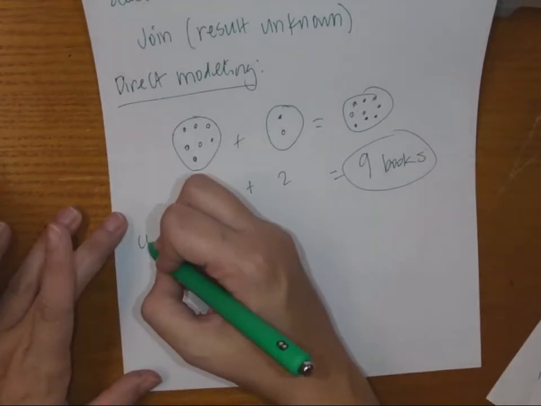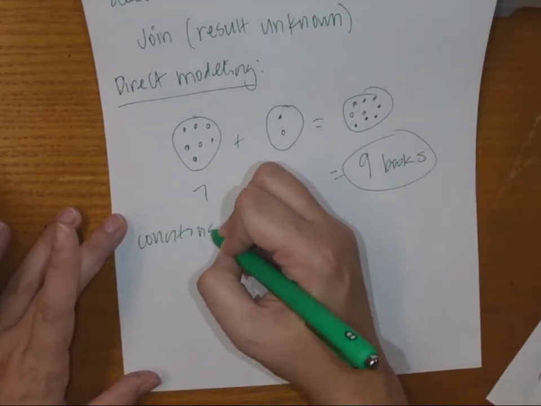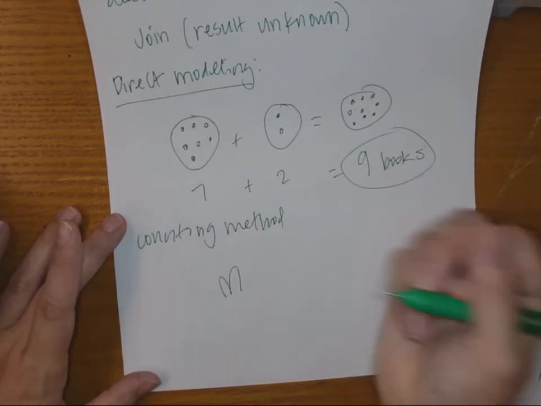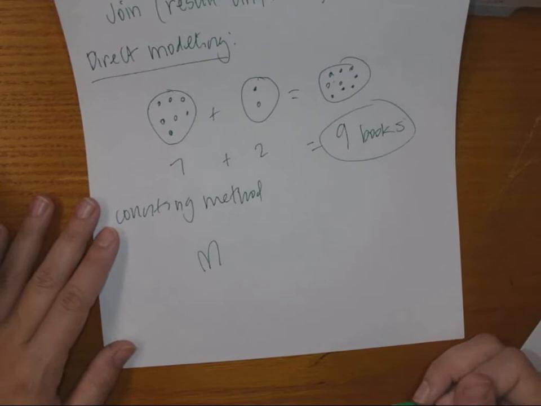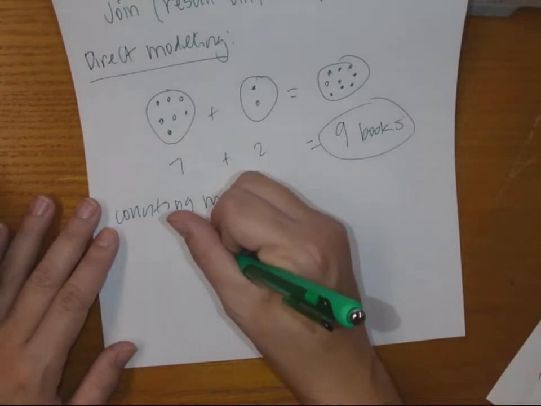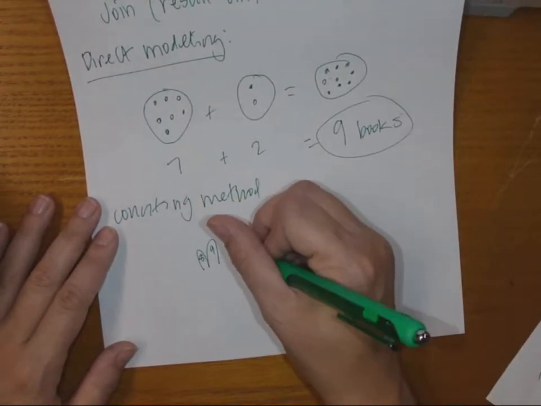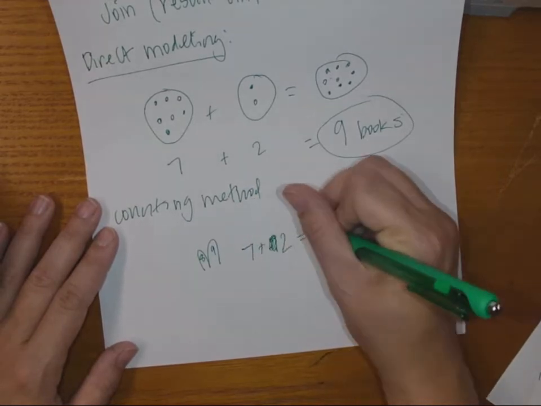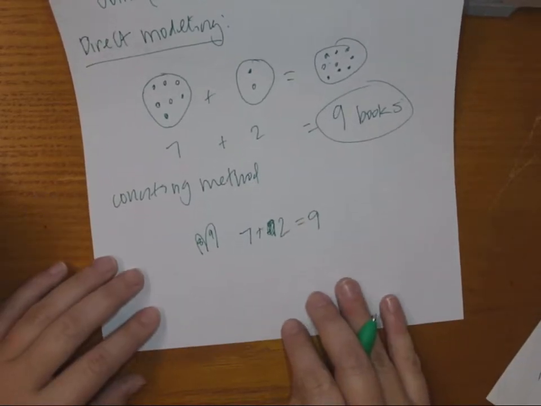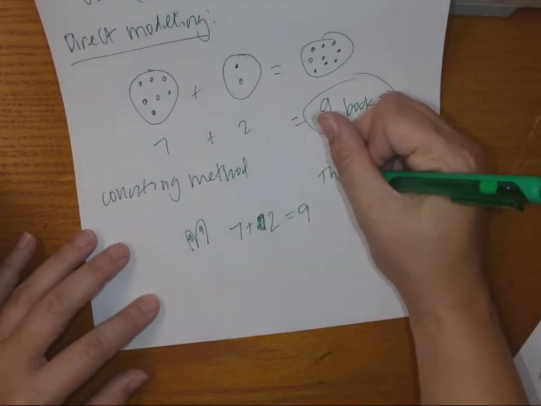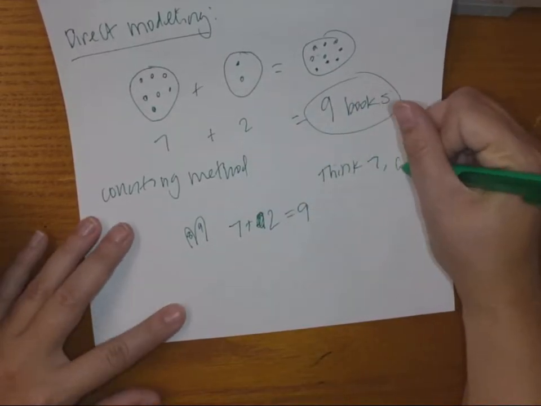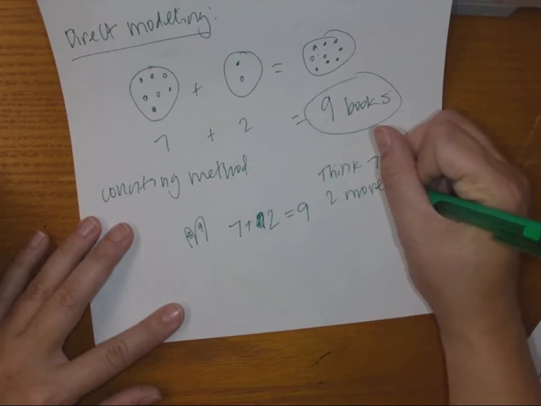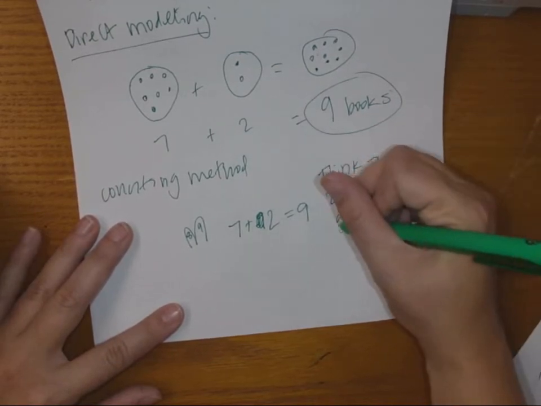The counting method for that problem would be, I start off with the number 7 in my head, I count up 2 more fingers. So all I need to draw is 2 fingers. So I start off with 7, count 8, count 9. So 7 plus 2 equals 9. And the thought process here is I think 7, count 2 more to get to 9.